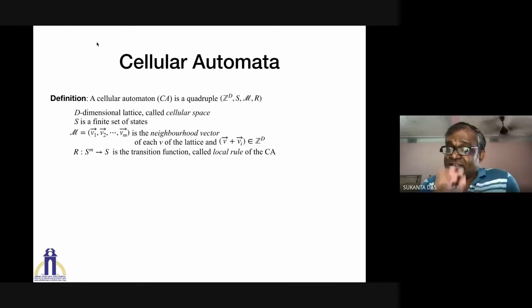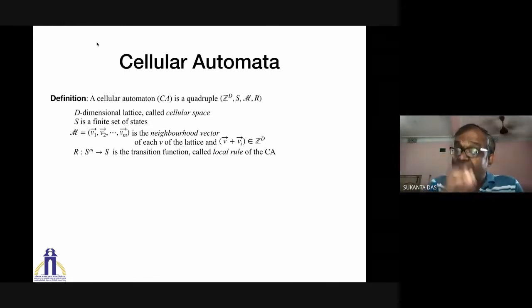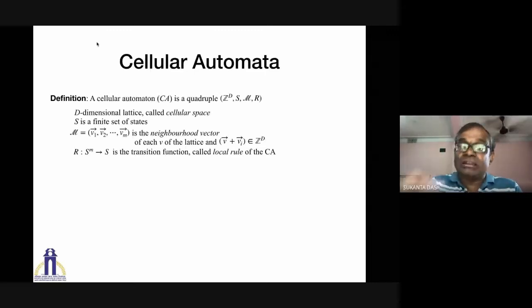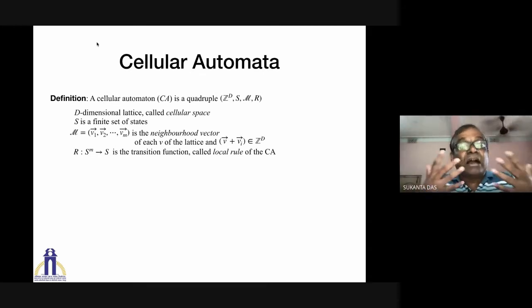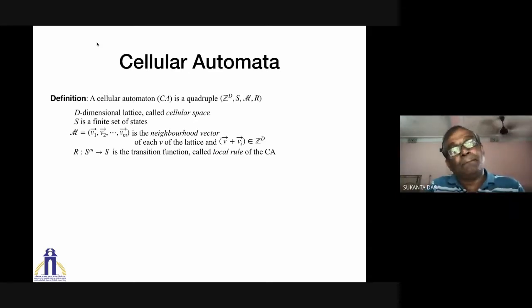You understand, because this R is applied locally. Each individual cell uses that R. A cell is not an automaton. A cell automaton is a collection of many cells. But the cell applies R for its own purpose, applies it locally. So R is called the local rule of the CA.